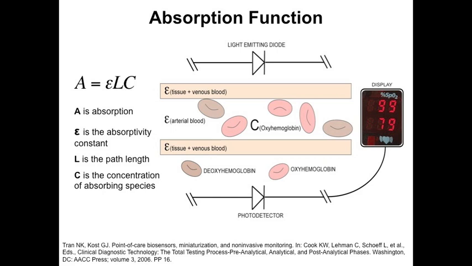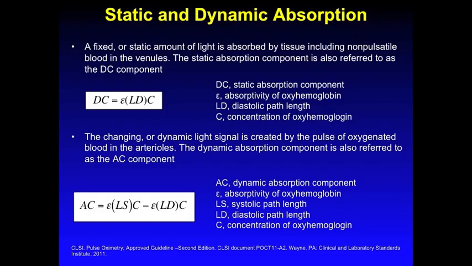How can the pulse oximeter distinguish between the light absorbed by bone, skin, fingernails, tattoos, or even venous blood? To answer this question, we must take advantage of the pulsatile nature of arterial blood flow and split the absorption signal into two, a static or unchanging component and a dynamic or pulsatile component. A fixed or static amount of light is absorbed by tissue and non-pulsatile blood in the venules. The static absorption component is also referred to as the DC component.